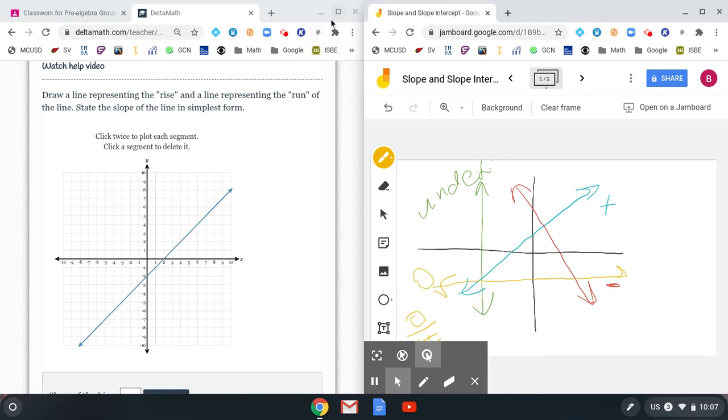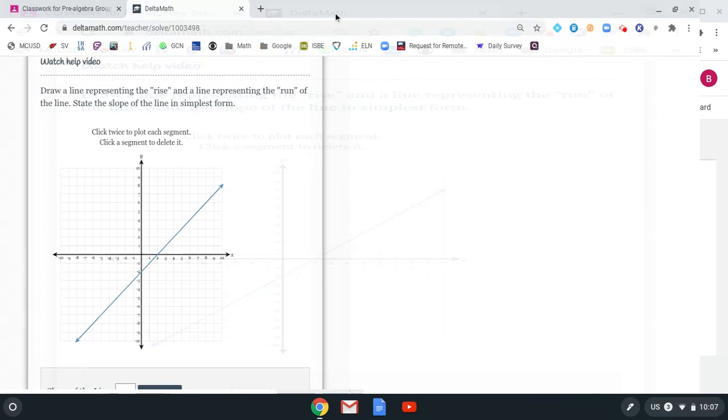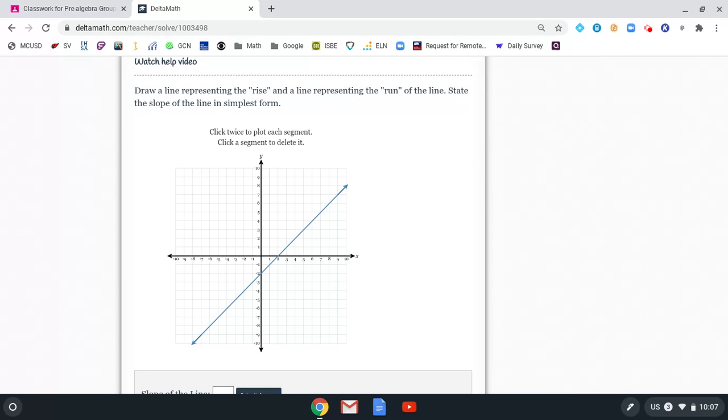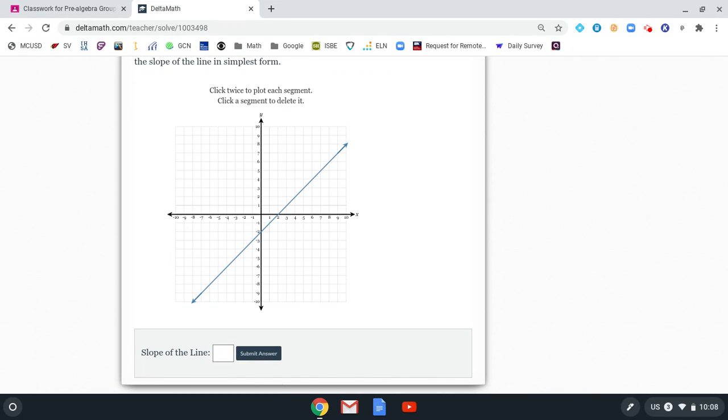All right, I'm going to go through one more here of a positive sloped line. Come on, Delta Math, load for me. All right, so this one says draw the line for rise, draw a line for run, and then state the slope. So this one's a little bit easier because I'm looking right here where it crosses the y-axis. That's called your y-intercept.